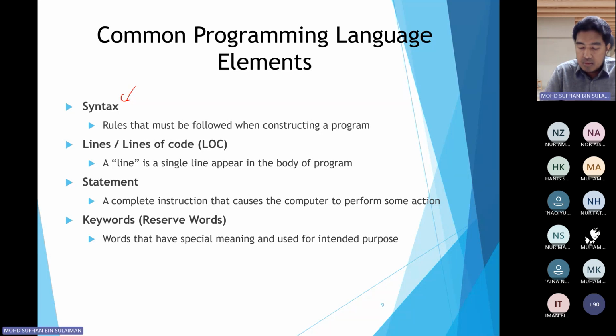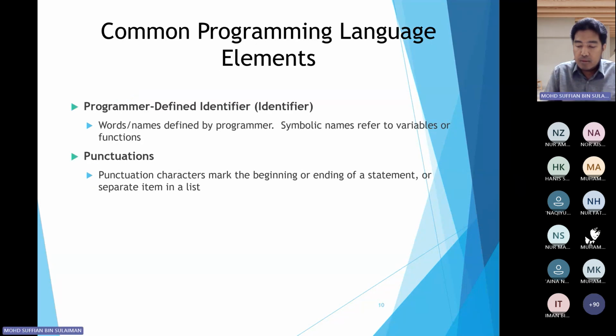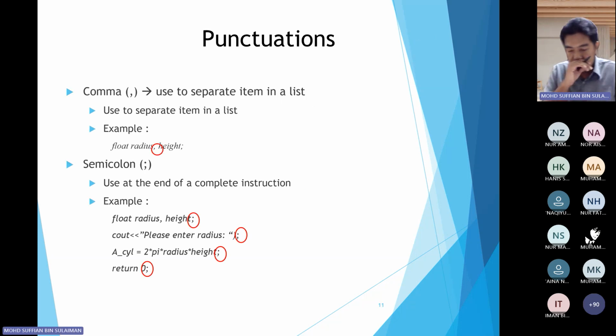Okay. Next, keywords or reserved words. Words that have special meaning and are used for their intended purpose. Okay. And then programmer-defined identifiers. So we as programmers can define our own variables, for example. And then punctuation is a character that marks the beginning or ending of a statement or separates items in a list.